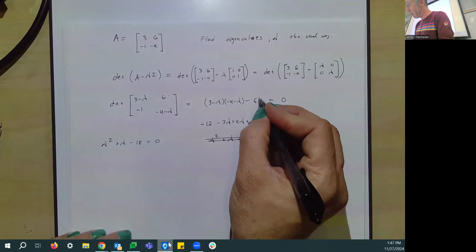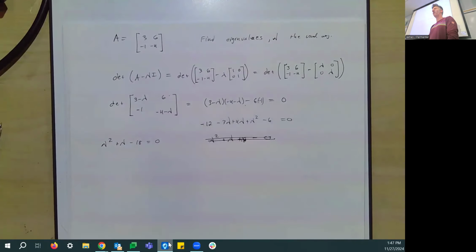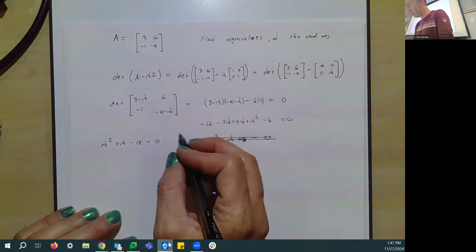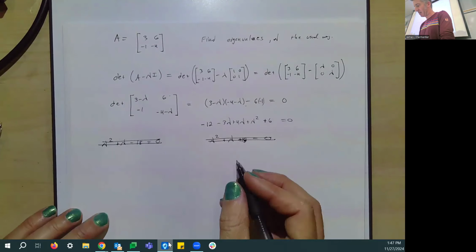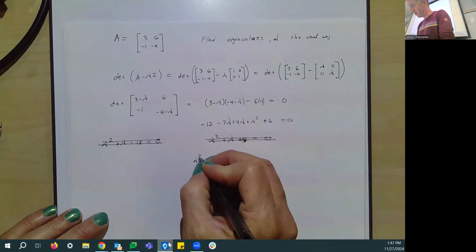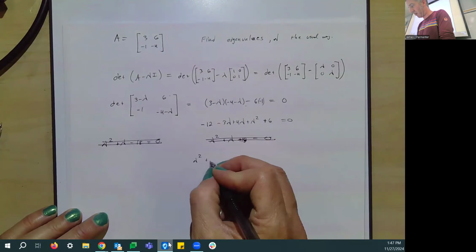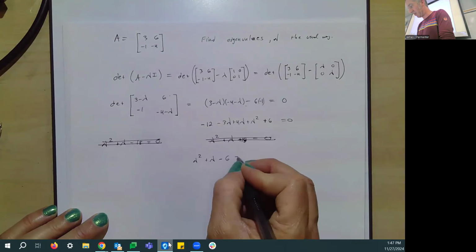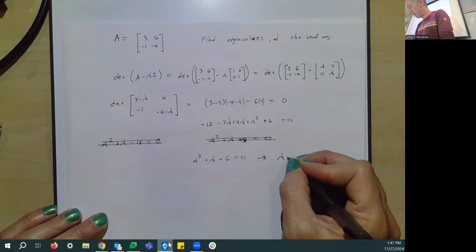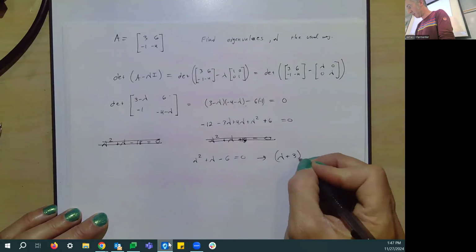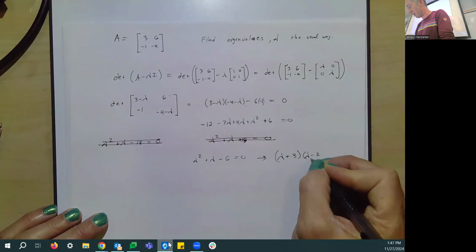So that's a good example of why it's important to be very careful, because it's really easy to make small mistakes with the math. So let's write it out again. That should be a plus 6 here. One more time. Finally, we've got lambda squared plus 1 lambda minus 6 equal to 0, which does indeed factor as lambda plus 3 times lambda minus 2.